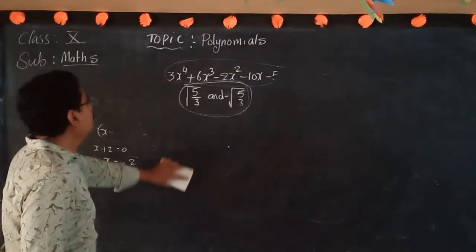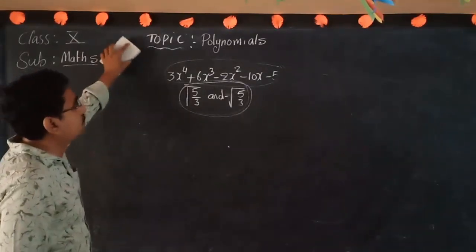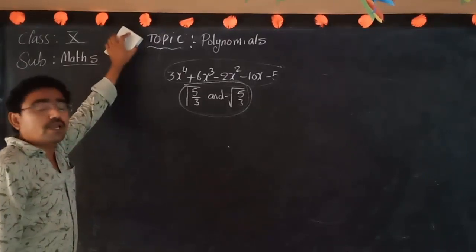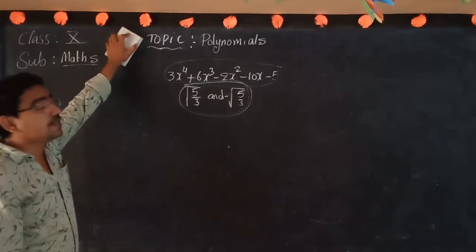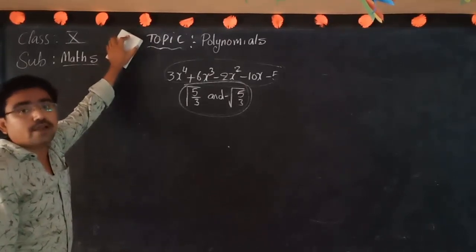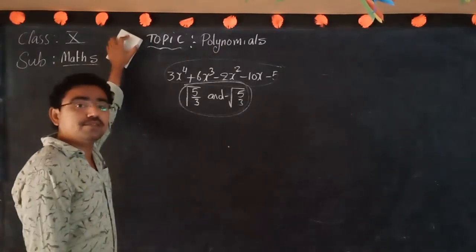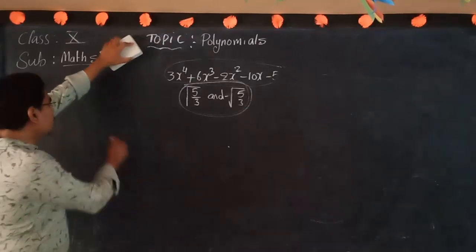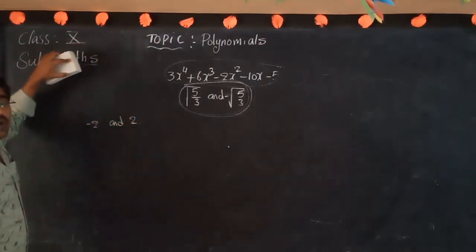Now see this problem, our problem. What is the problem? Find all other zeros of the polynomial 3x power 4 plus 6x cube minus 2x square minus 10x minus 5, if root of 5 by 3 and minus root of 5 by 3 are the zeros. How many zeros are given here? 2 zeros. What are those? Root of 5 by 3 and minus root of 5 by 3. Just now I said minus 2 and 2 are the zeros.